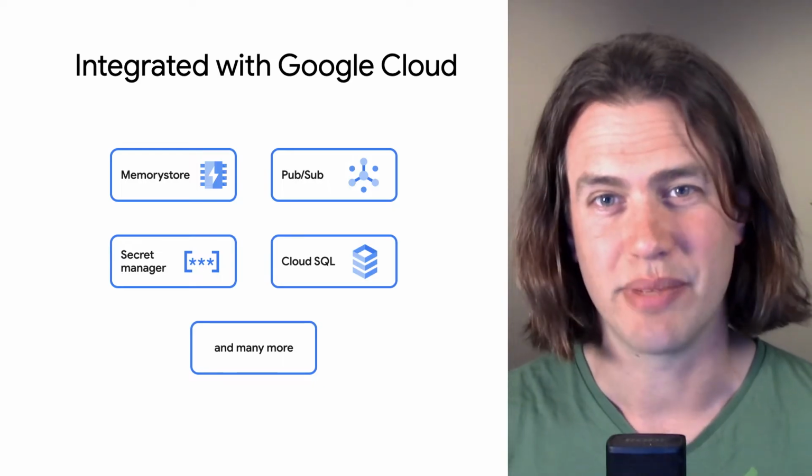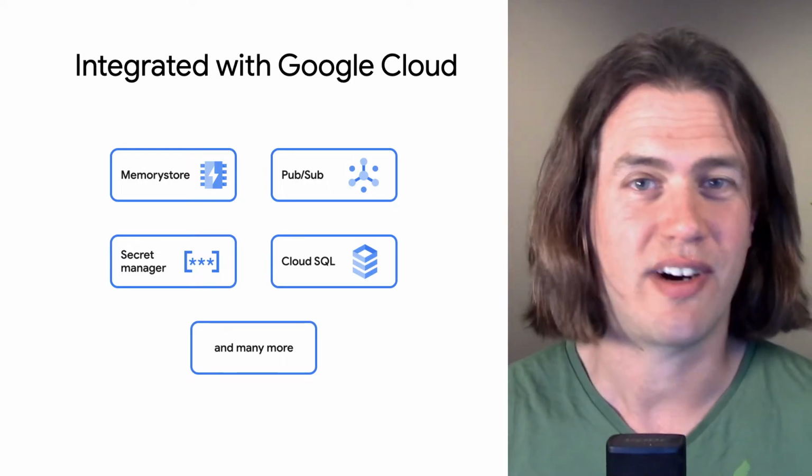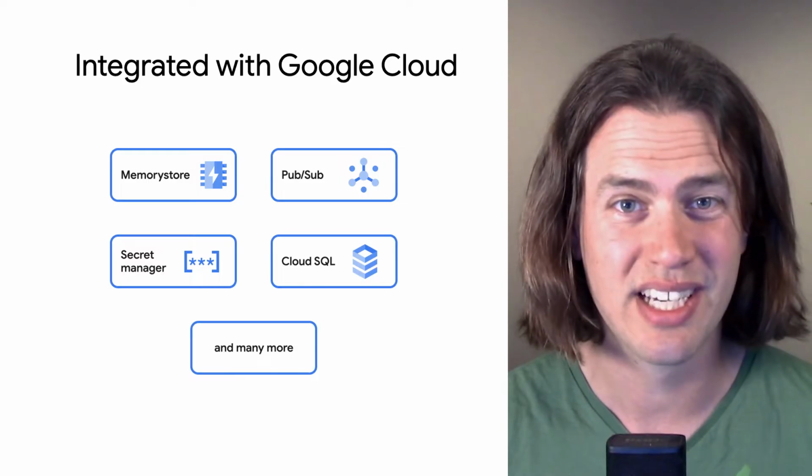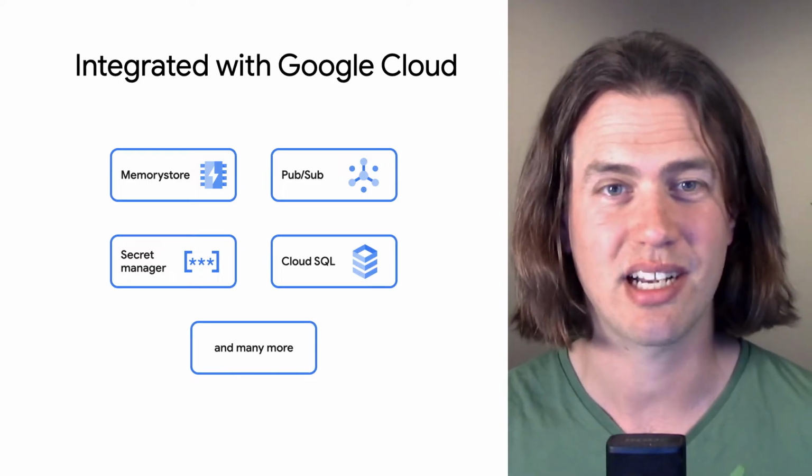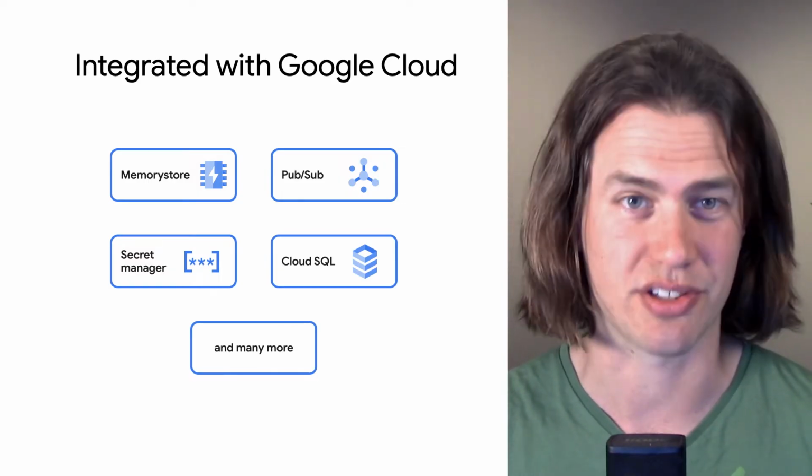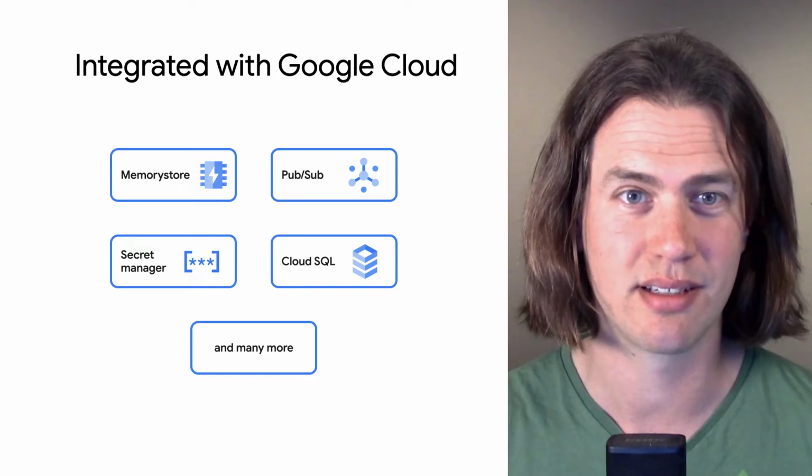When you need a database, secret management, file storage, message queues, and many other features, Cloud Run works well together with the other services on Google Cloud. And integrations are important because they allow you to build interesting applications. I dive deeper into integrations later in this video.